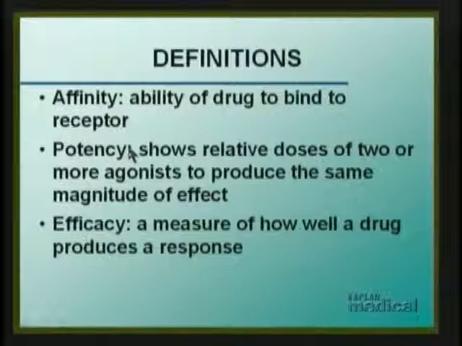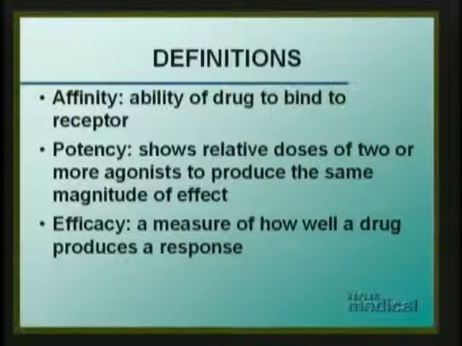So a final definition, which sits here in the middle between affinity and efficacy, is the parameter of potency. Potency is a comparative measure. It's something that you would look at when you have several agonists and you want to figure out how much of that agonist should I use in order to get to a certain size response. Certainly the one drug you would use the least of to reach that response must be the most potent drug. So potency shows the relative doses of two or more agonists to produce the same magnitude of effect.